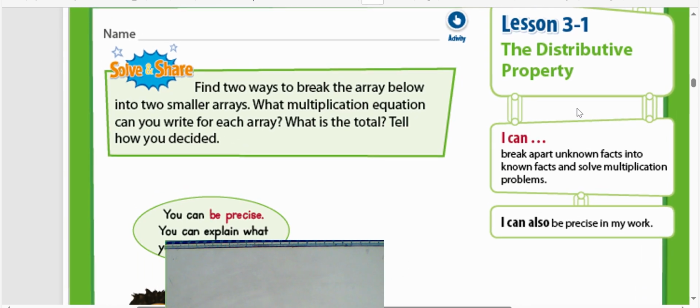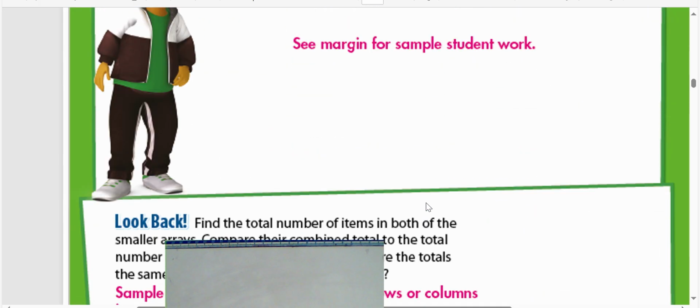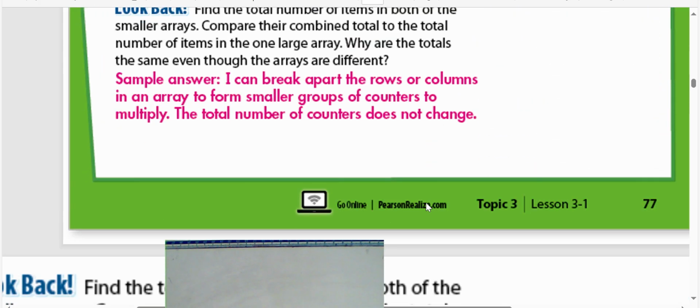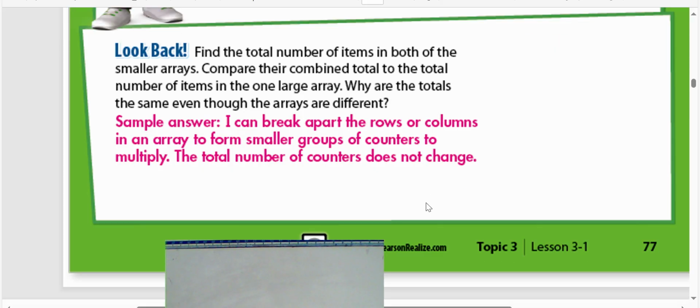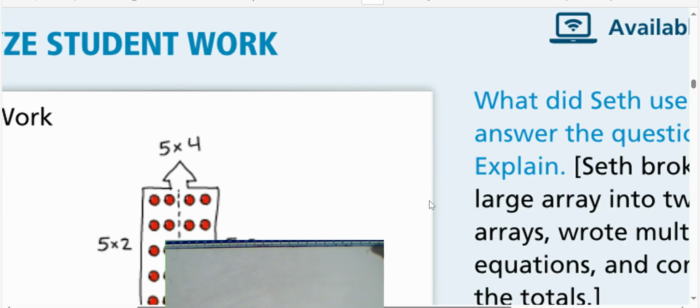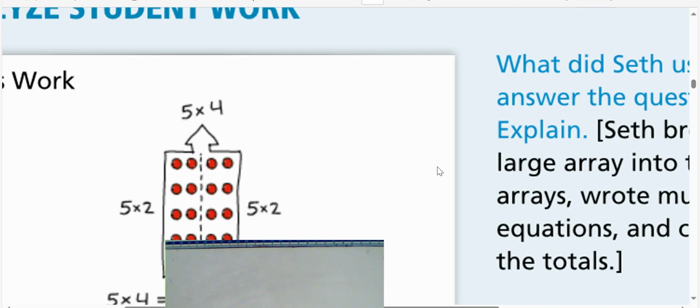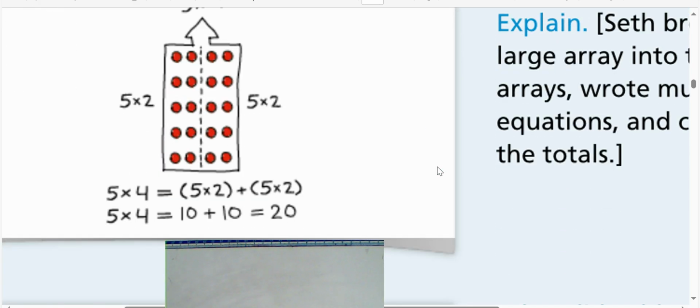Next, number 1, the distributive property. We need the distributive property about multiplication over addition and subtraction. Find the total number of items. First, I will explain the first page like this. We have 5 times 4. We can use the distributive property on this example. 5 times 4, we can write 5 times 2 plus 5 times 2, because 4 equals 2 plus 2. Then the answer will be 2 times 5 is 10, and 2 times 5 is 10, 10 plus 10 equals 20. We use the distributive property here to find the result.